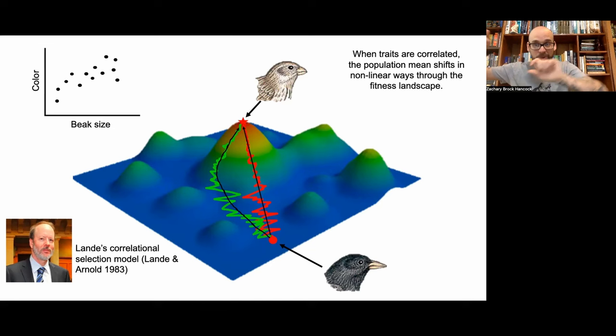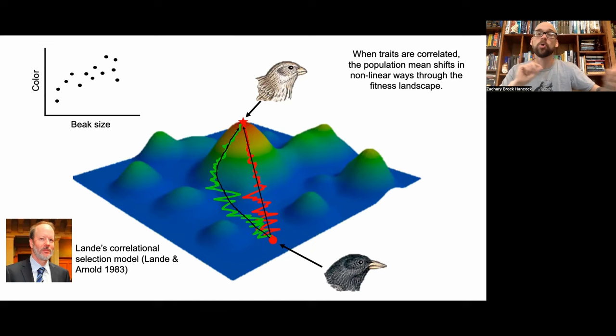And this idea of correlational selection was first put forward by Lande and Arnold in 1983. This is a super, super important paper for understanding how adaptation can happen on many traits at once, and especially if many of those traits at once are all correlated with each other.